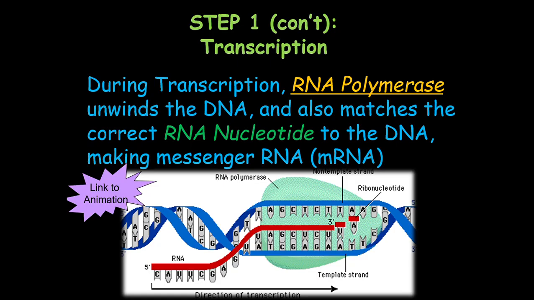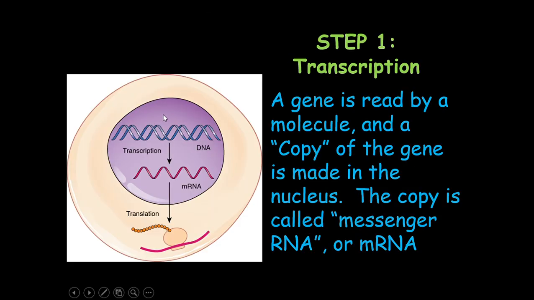Now, you're not making every gene. Let me go back for a second. Here's your DNA, a real simple version of it. You have, let's call it 23,000 genes in there. Not all the genes are turned on at once. You don't have to use them all at once.